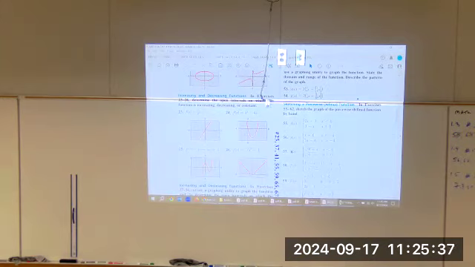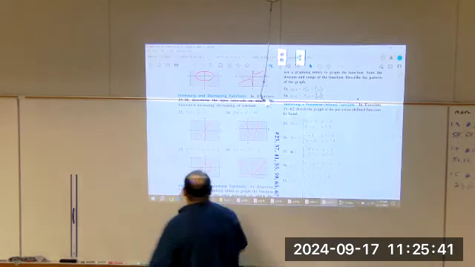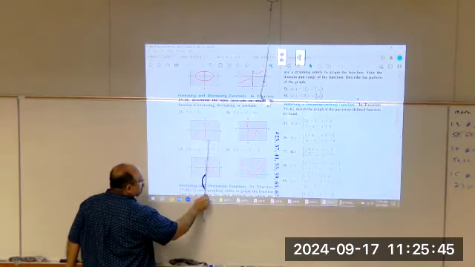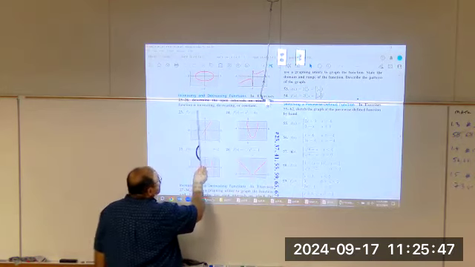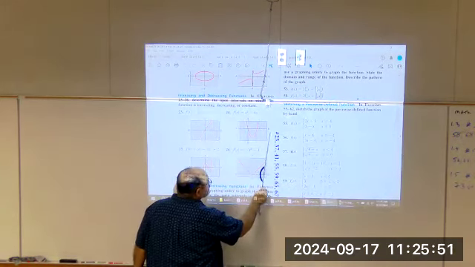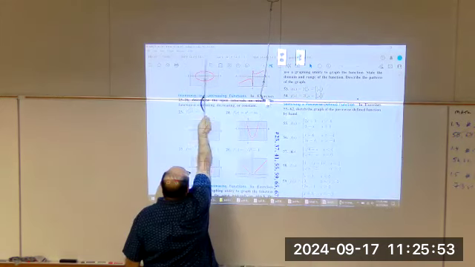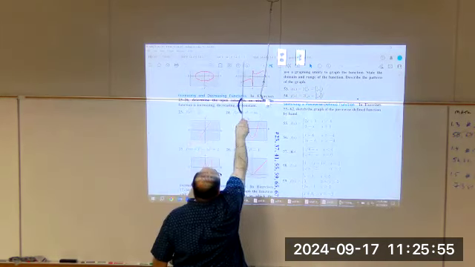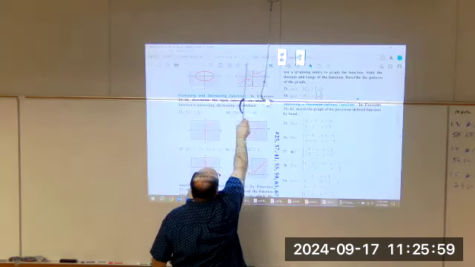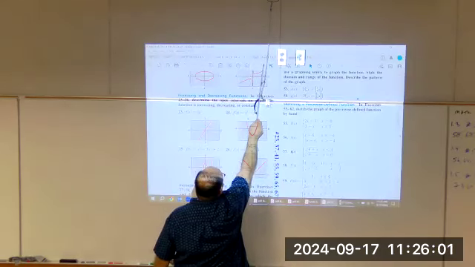We can do 25 right now. Oh, no, we can't. But that's increasing, decreasing. But how is this? Is this a function? How about this one? How about this one? How about that one? How about this one? Yes, that is a function.